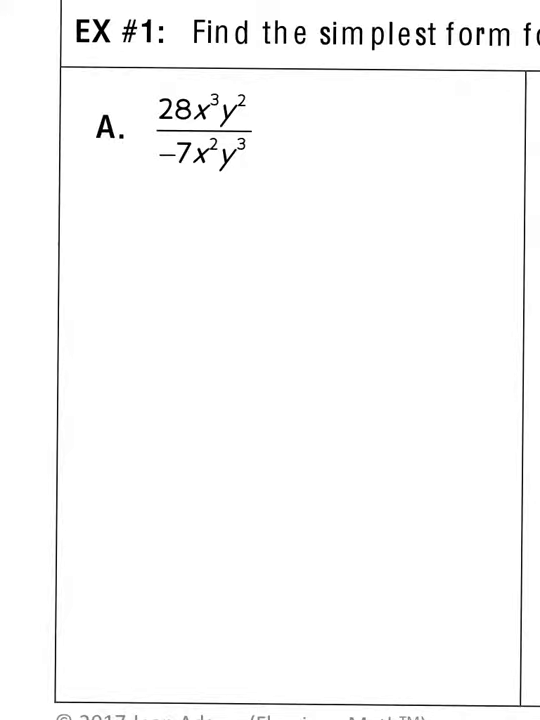So I'm going to start with my numbers first, and so I'm going to look to see what 28 and -7 have in common. Well, they can both be divided by -7. So -7 goes in here once, -7 goes in here -4 times, so I'm left with a -4 in the numerator. Then for the variables, I typically go alphabetically. So these x's will cancel with 2 upstairs, so I'm left with an x up top. And then for my y's, these y's will cancel with 2 downstairs, so I'm left with a y in the denominator. So this is my fully simplified.